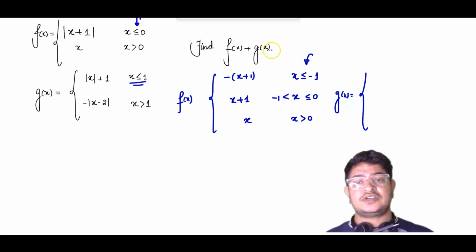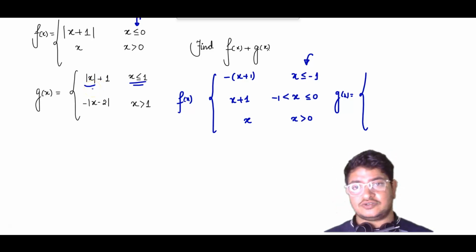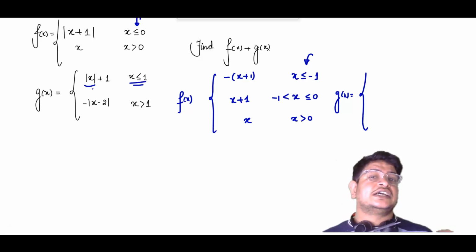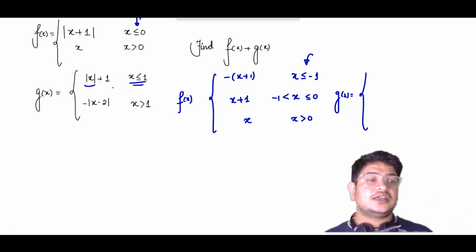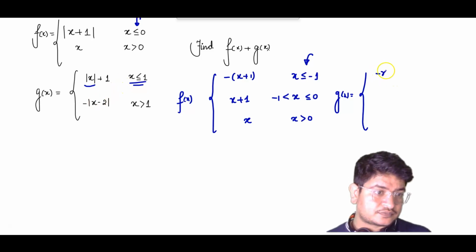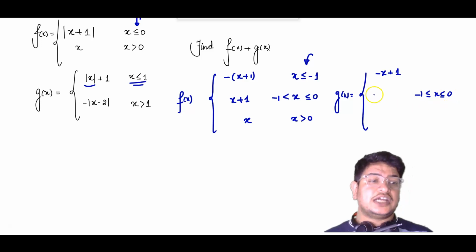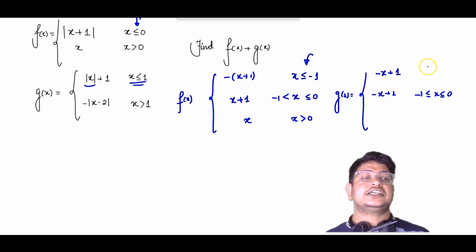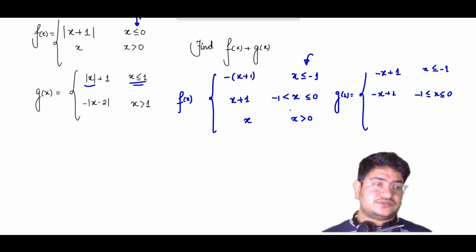If x is less than minus 1, see, mod of x is either greater than 0 or less than 0, which means if I take any value which is less than 0 for mod of x, it will turn out to be minus of x. So if I am taking the value less than or equal to minus 1, it will turn out to be minus x plus 1. And if I take the value minus 1 less than x less than or equal to 0, it will also turn out to be minus x plus 1. Because this interval has been divided, that's why we are doing it this way.